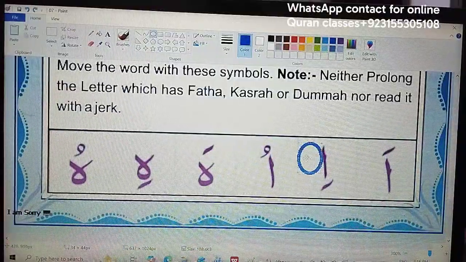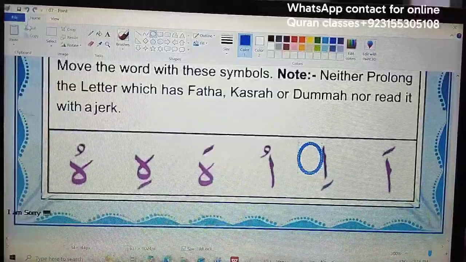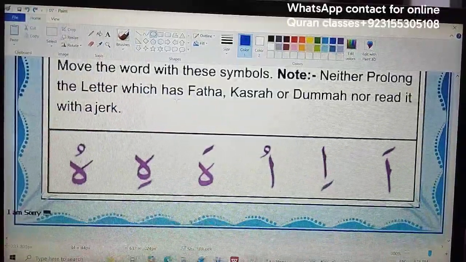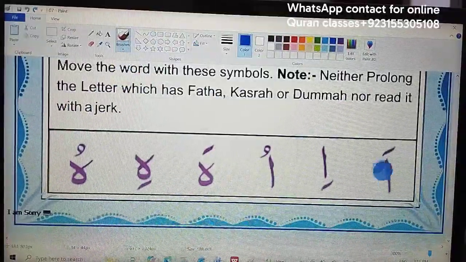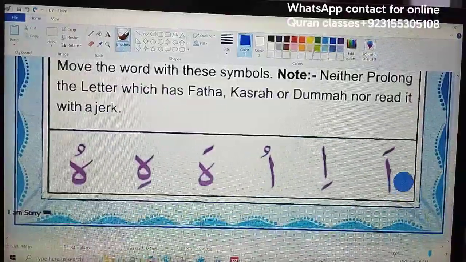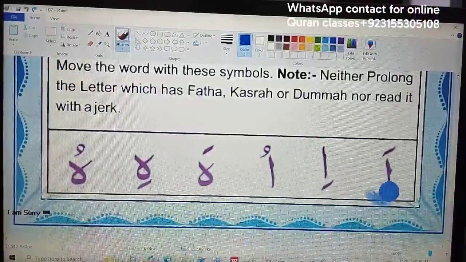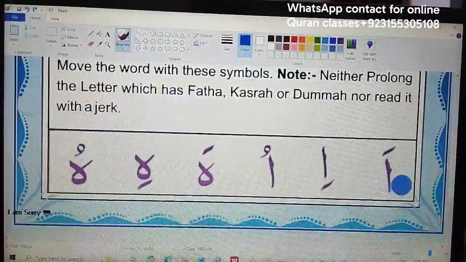So now we start reading the letters one by one, how we read letters with movements. So we start reading the letters now. First one is this letter, alif. In the first page we have read this letter alif. So here we don't read it alif.